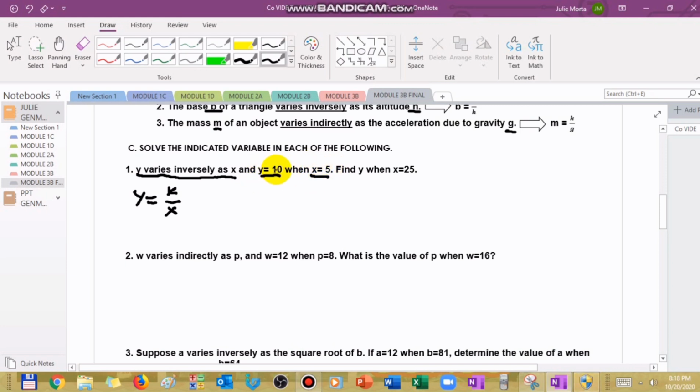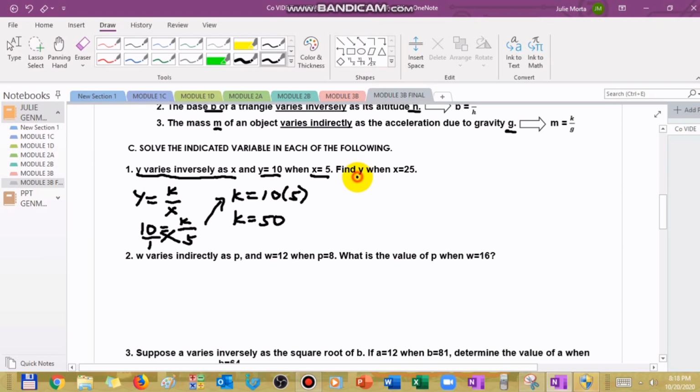So, we will use first the first value of y and x to solve for k. Magiging y is 10 is equal to k, wala pang k, constant, over x is 5. So, 5. And then, this is over 1, so we cross multiply. K times 1 is k na lang. That is equal to 10 times 5. So, your k is equal na to 50. This is not yet your answer, but this is the constant of variation.